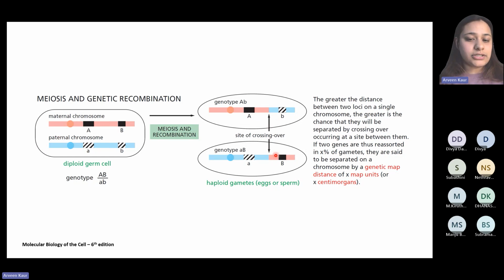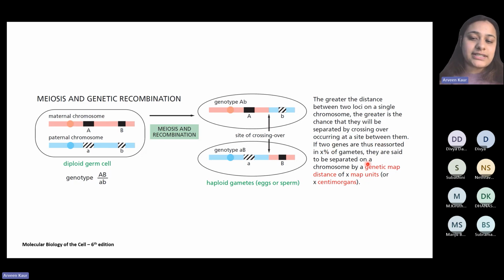There will be some kind of crossing over that happens. And after that, these are the haploid gametes that we receive, right? For this also, there are some places wherein the crossing over will happen more than in other regions. We will read about that later. Also, over here, it is mentioned that the greater the distance between the two loci on a single chromosome, the greater is the chance that they will be separated by crossing over occurring at a site between them.